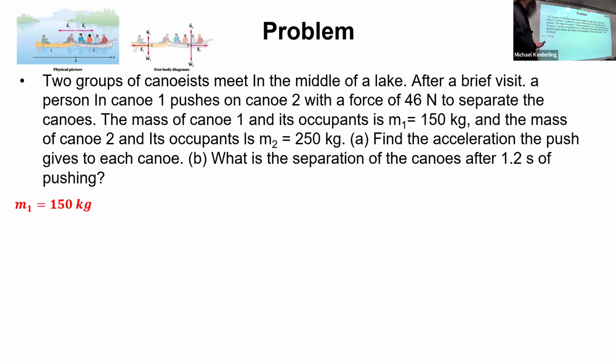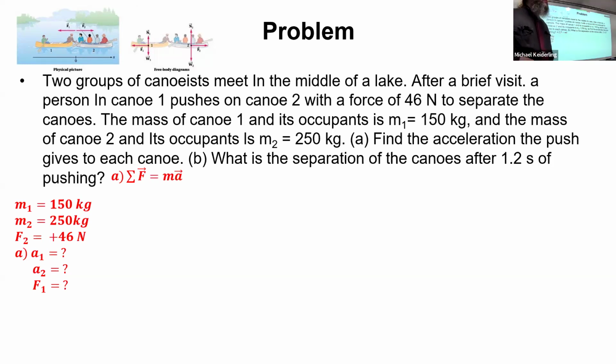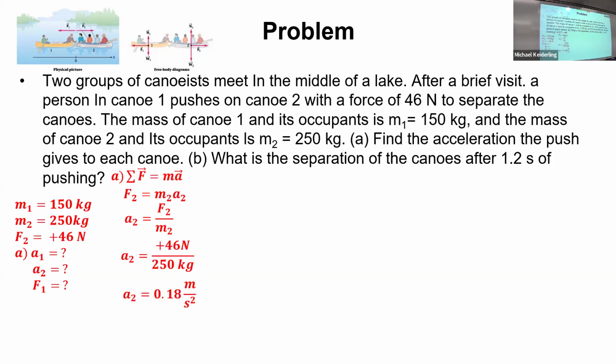So here, mass 1 is 150 kilograms, mass 2 is 250 kilograms. Force 2 on canoe 2 is plus 46 newtons. We want to find acceleration 1 and acceleration 2. To find acceleration 1, we need force 1. We have everything we need to find acceleration 2. In general, we're going to be using force equals mass times acceleration. Force 2 is mass 2 times acceleration 2. So let's find acceleration 2 first. The acceleration will be the force divided by the mass, or 46 newtons divided by 250 kilograms, or 0.18 meters per second squared.